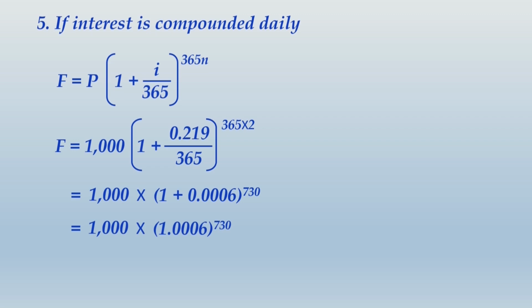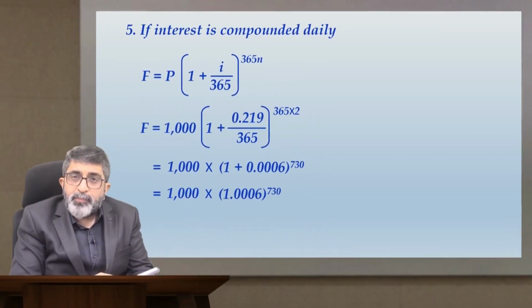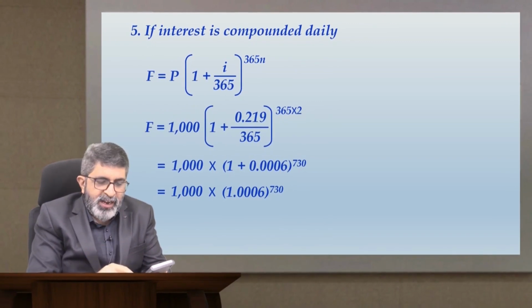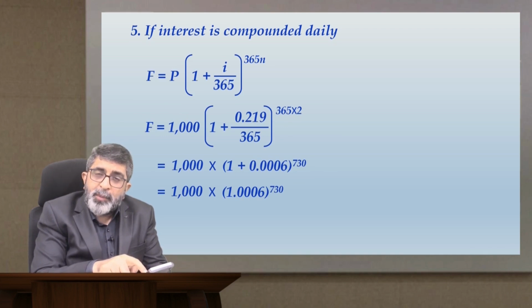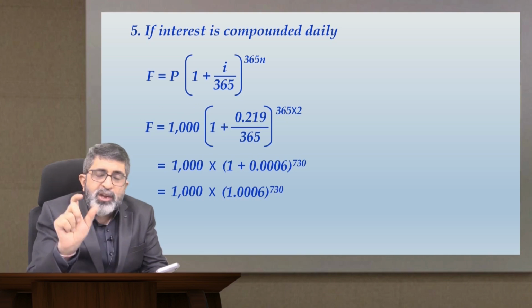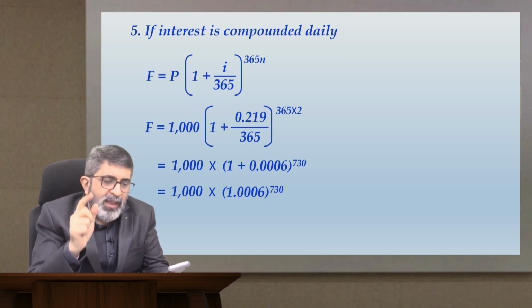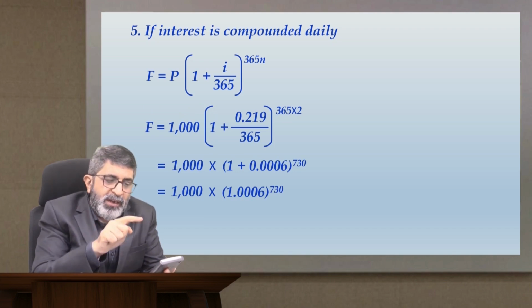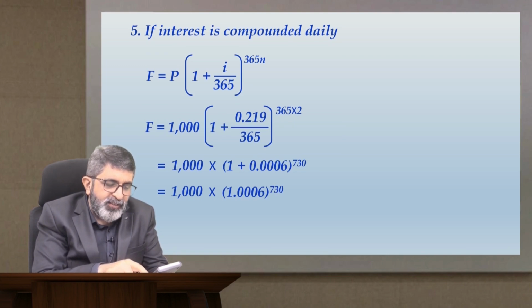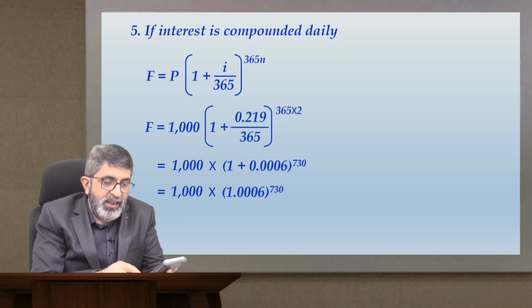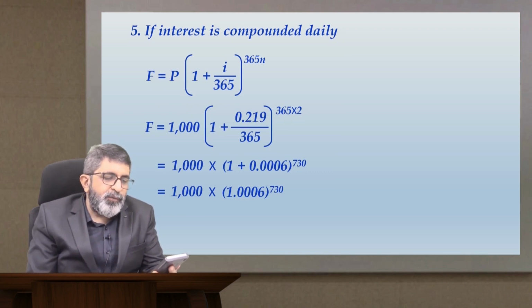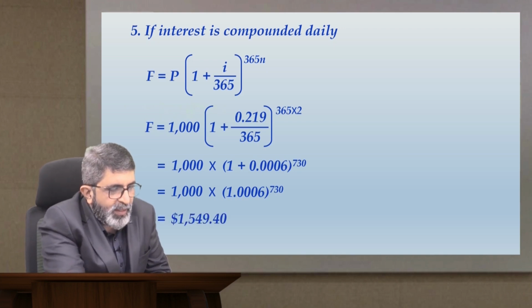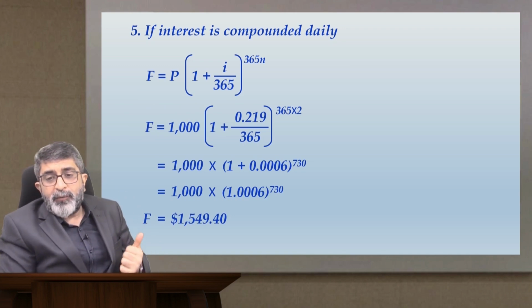Now to do this on your financial calculator, it is no big deal. What I do is 0.219 divided by 365. And I get 0.0006. To this I add 1. So the periodic factor, that is factor for 1 day, becomes 1.0006. This I have to apply the power of 730. So again, when it is 1.0006, press y raised to x, then input 730 and equal to, what you get is 1.5494 multiplied by 1000, and you get 1549.40 as your final answer. So that's your final answer over here.